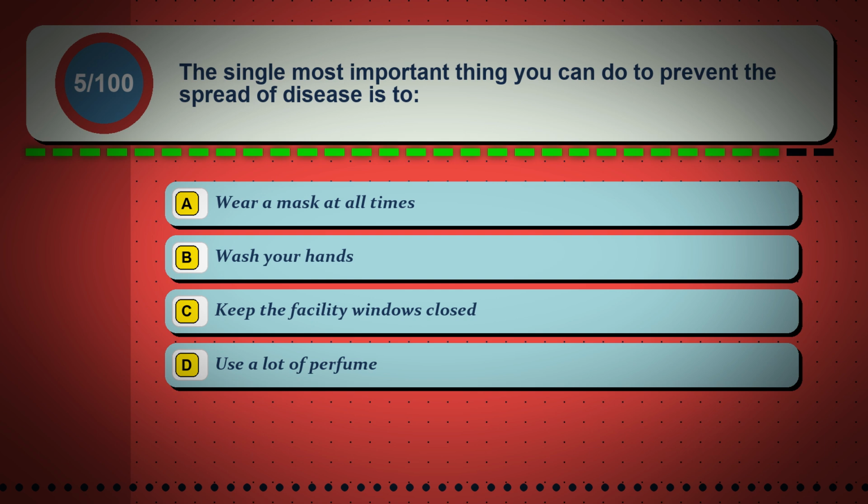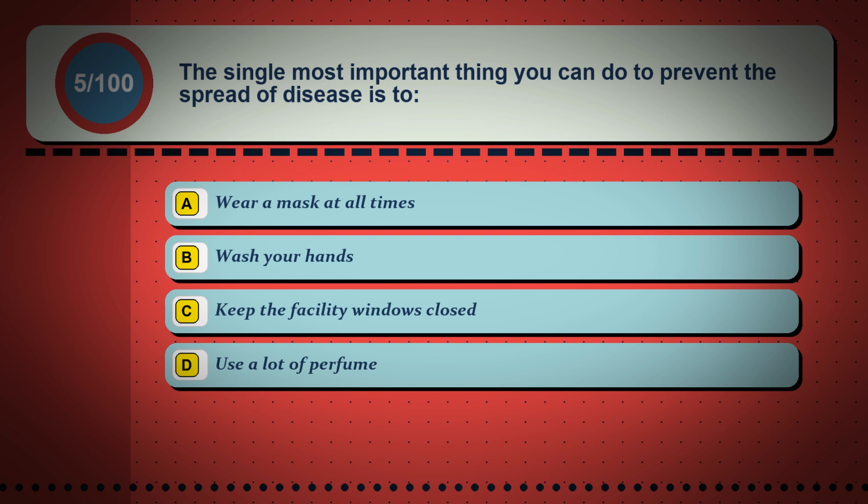Question 5. The single most important thing you can do to prevent the spread of disease is to Option A. Wear a mask at all times. Option B. Wash your hands. Option C. Keep the facility windows closed. Option D. Use a lot of perfume.